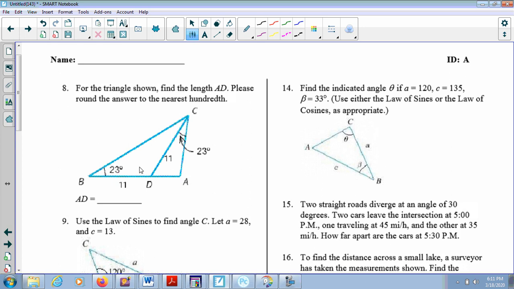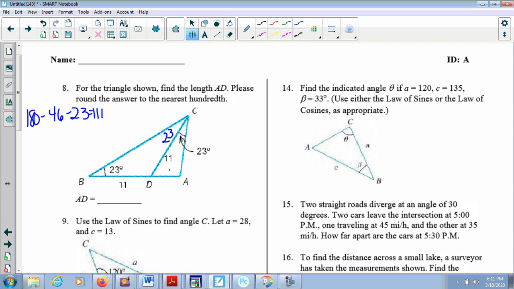So let's see. This triangle here has two sides that are the same, which means we have two angles that are the same. So that's 23. This one's also going to be 23. And now if we think about the outside being its own triangle, forget about the line in the middle, we'll be able to figure out what this angle is. This is 46, and this is 23. So if you do 180 minus 46 minus 23, you'll end up with 111.